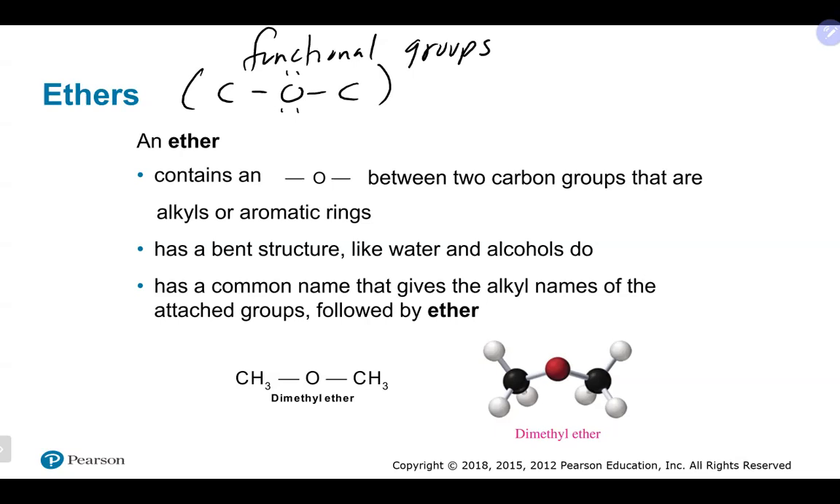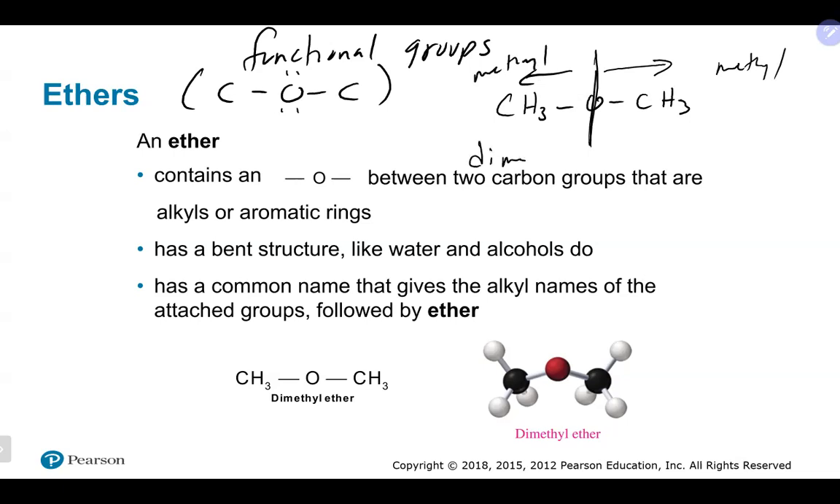It has a common name by basically giving the groups that are attached and then laying ether at the end of it. So we'll go with the common way of naming it, which seems easier. So for example, as we see on the bottom, here's the common way of naming an ether. You basically recognize this as an ether. You go to the right there, and that's a methyl group. You go to the left, that is a methyl group. If they are different groups, you put them in alphabetical order, but in this case, there are 2 methyl groups. So that would be dimethyl, and then you just put ether at the end of it.